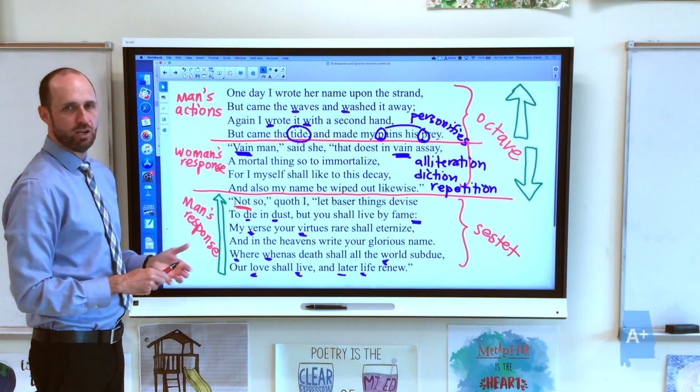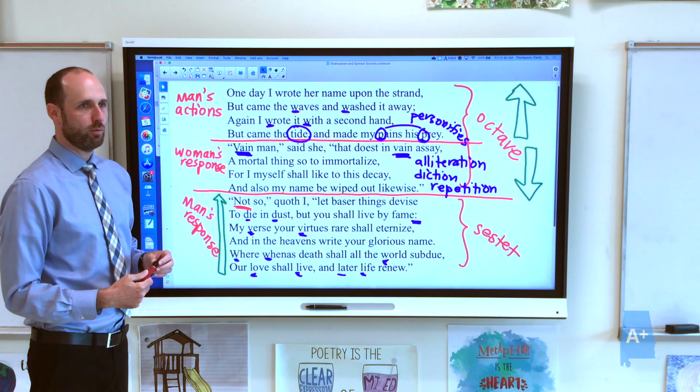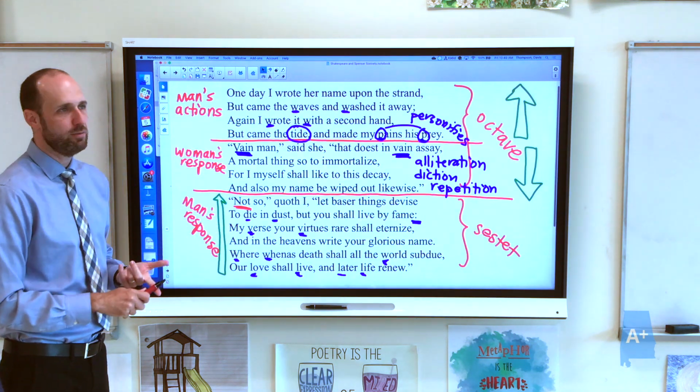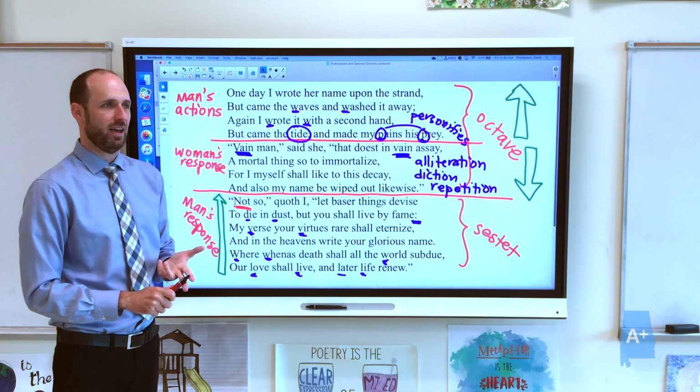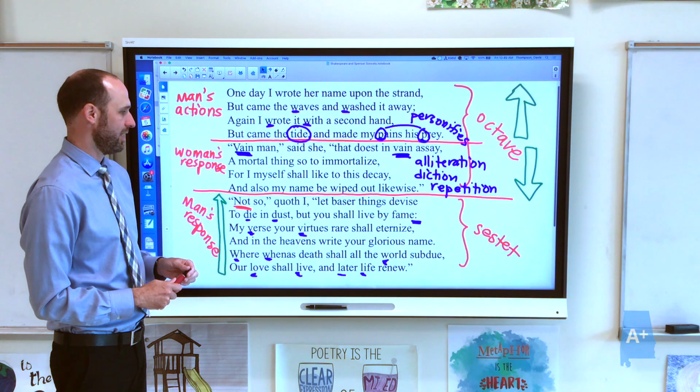But we see the same old theme. English Renaissance sonnets are like broken records. They're always saying that love and beauty will defeat time and death through poetry. And we see this is an example of a sonnet that does that as well.